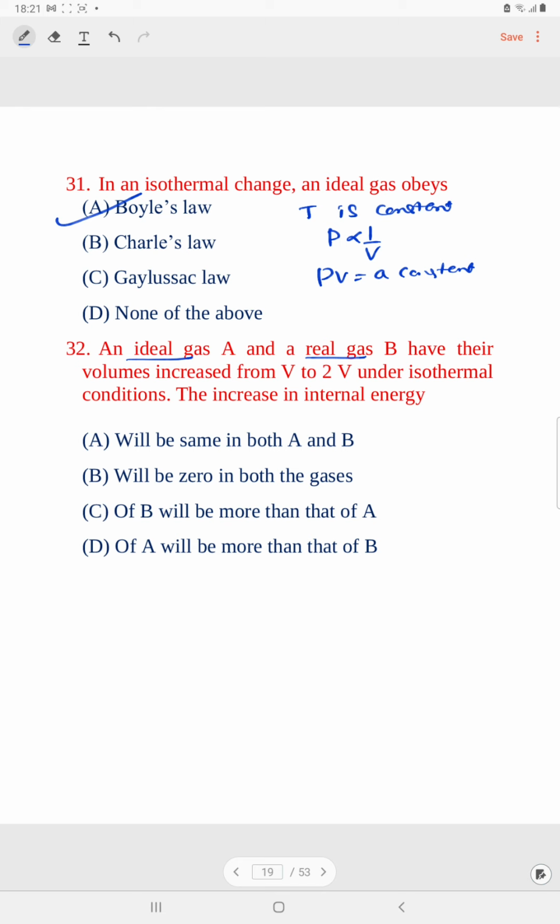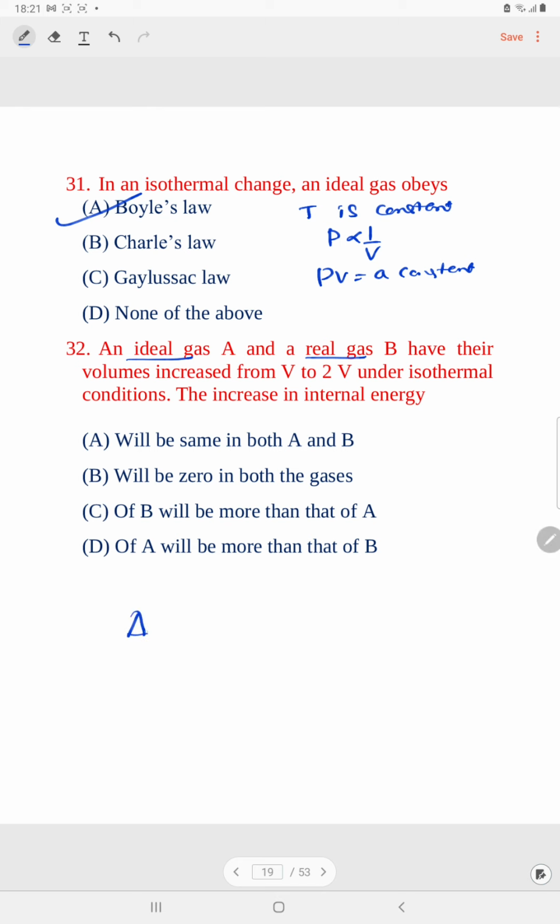And one more point to be remembered is, in an ideal gas, there is no intermolecular force of attraction. But in a real gas, there is an intermolecular force of attraction that we must know. And when you increase the volume of the ideal gas as well as the real gas from V to 2V, in an ideal gas, under isothermal conditions, there is no change in temperature.